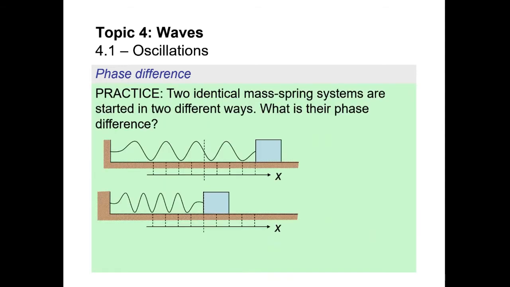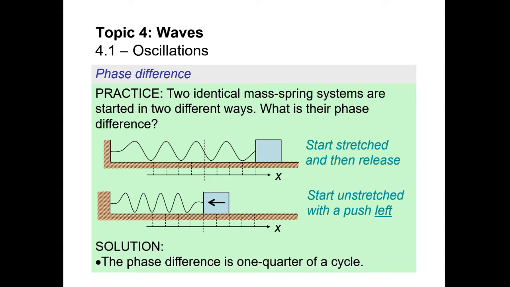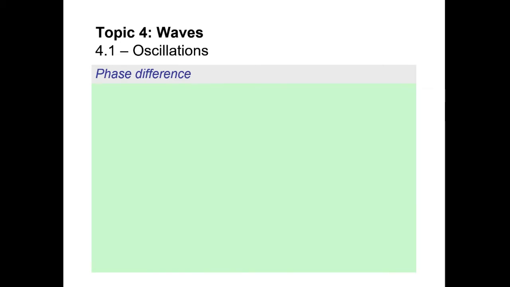Two identical mass spring systems are started in two different ways. What is their phase difference? Let's take a look. Start stretched and then released. Start and stretch it with a push to the left. The phase difference is 1/4 of a cycle. You can see the phase difference is 1/4, which is a phase difference of 90 degrees, and 90 degrees is pi over 2 radians.